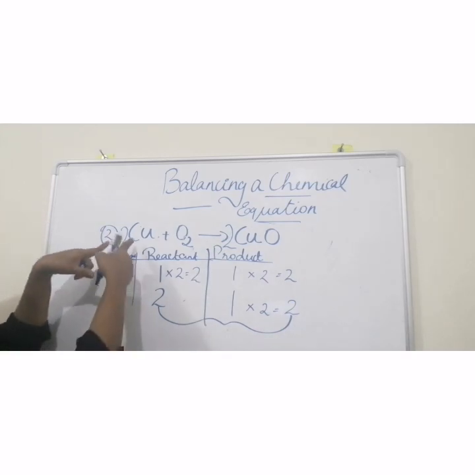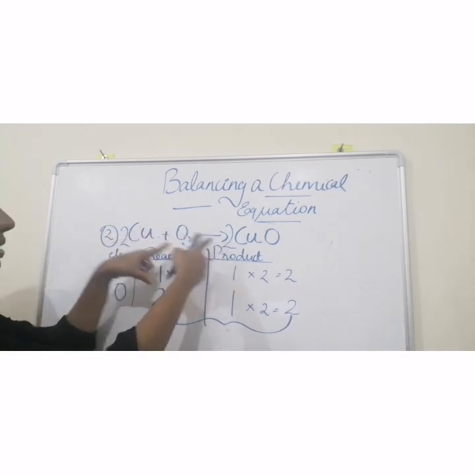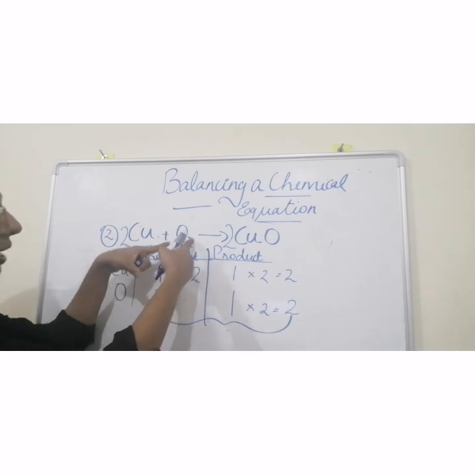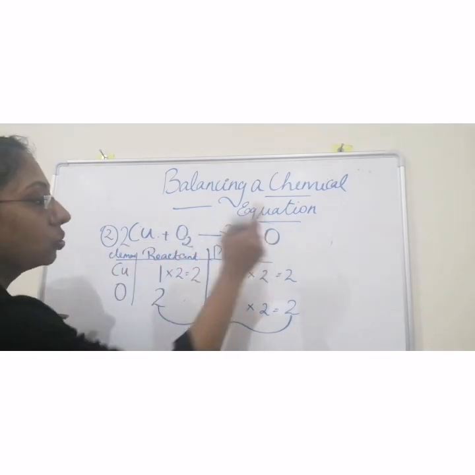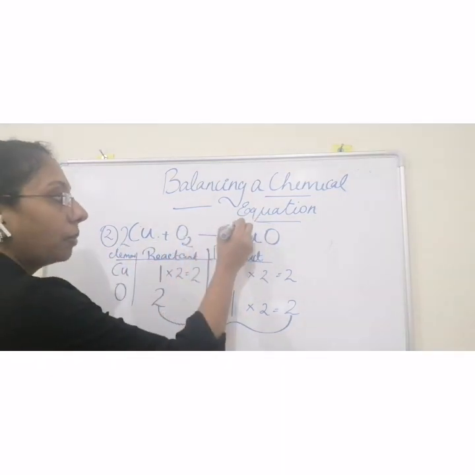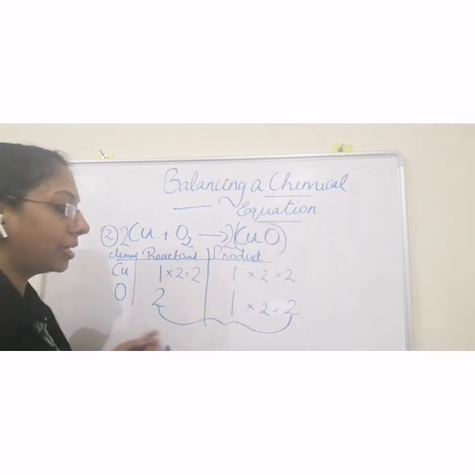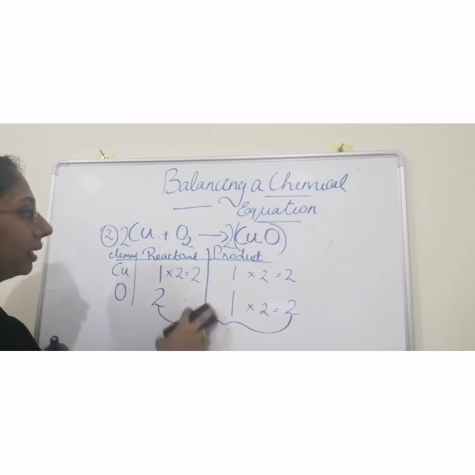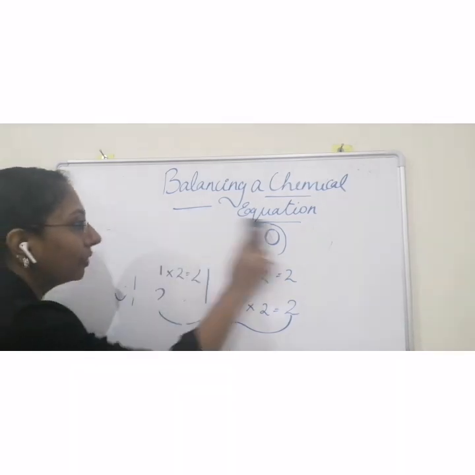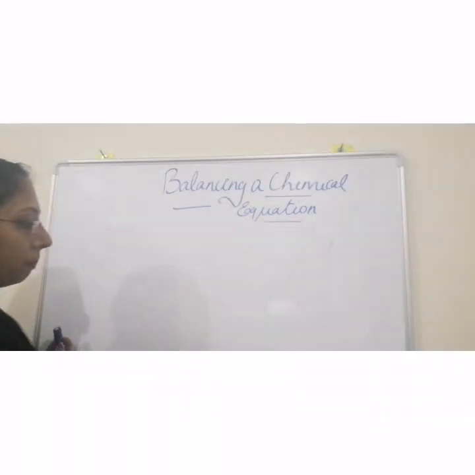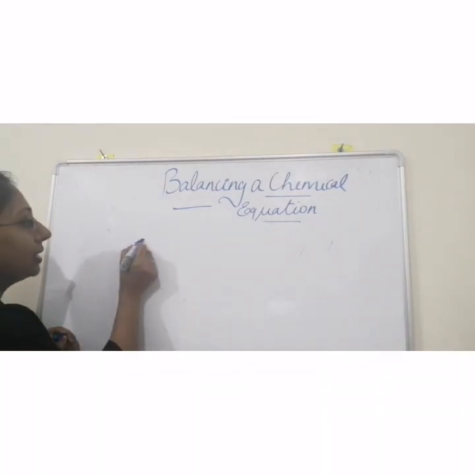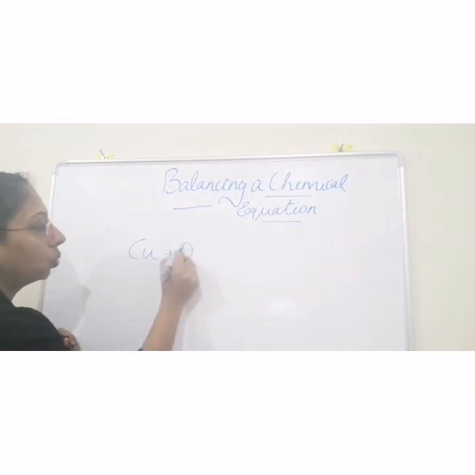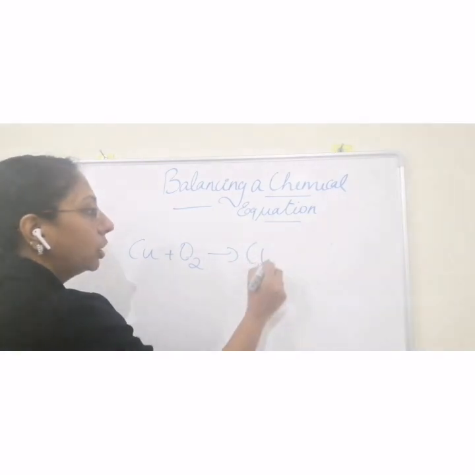You can check how many copper atoms are there? 2 copper atoms. How many oxygen atoms are there? 2 oxygen atoms and 2 oxygen atoms. This 2 is common for both copper and oxygen. That is copper oxide. So our equation is balanced. Clear? Now we can balance it without using these boxes. We can simply write like Cu plus O2 gives CuO.